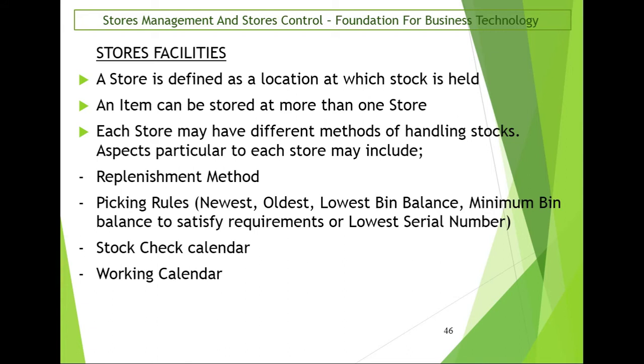You could also have a picking method that is to do with serial numbers. If you are dealing with items that are serialized, your first in first out would be picking first the item with the lowest serial number, and last in first out would be picking the item with the highest serial number. Each store can also have its own unique stock check or stock take calendar, meaning that each sub-store can decide when to conduct stock take.